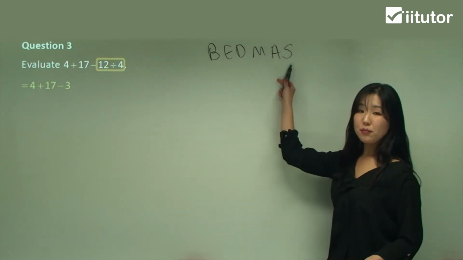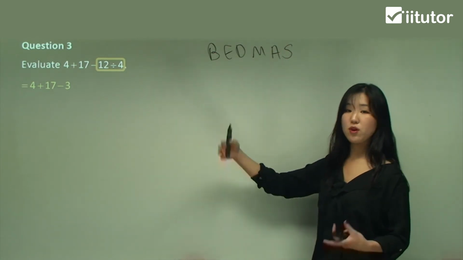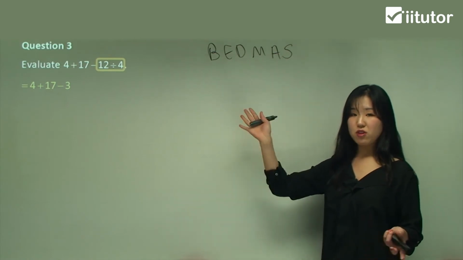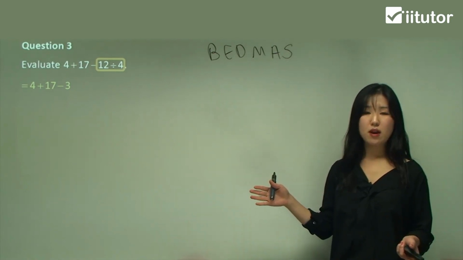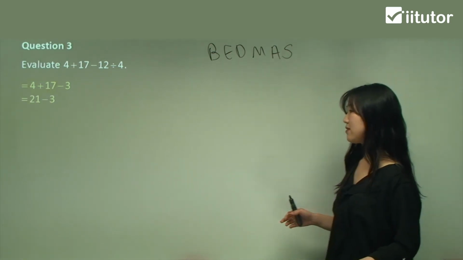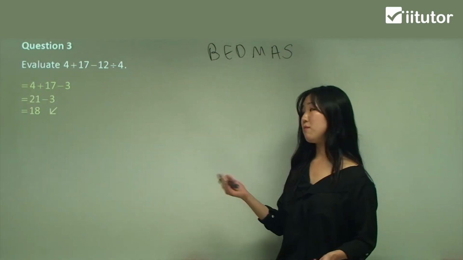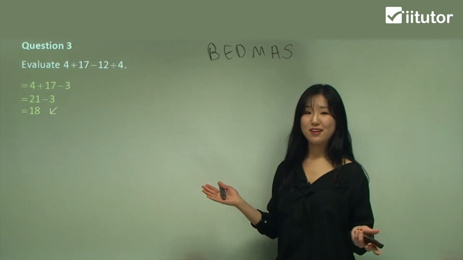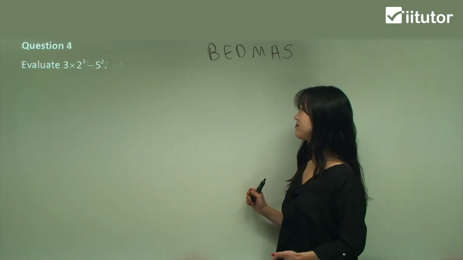Addition and subtraction come last, and that's the only one we have, so we can just perform the addition and subtraction. And again, it doesn't really matter which order for these two. So I'll just do the addition first. 4 plus 17 is 21, and then 21 minus 3 is 18. Simple as that. Very, very simple.